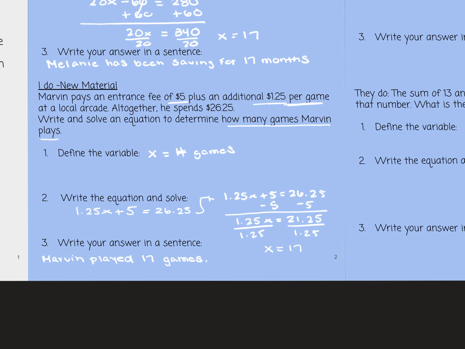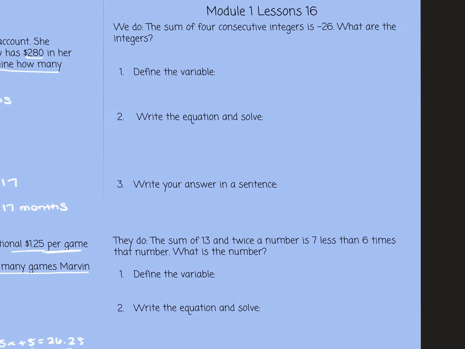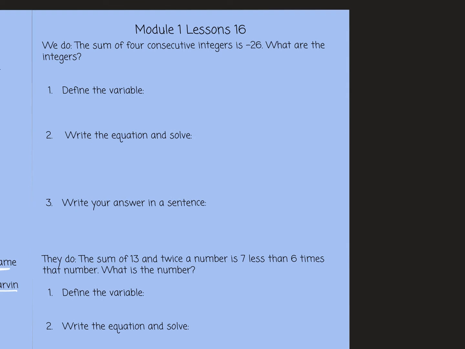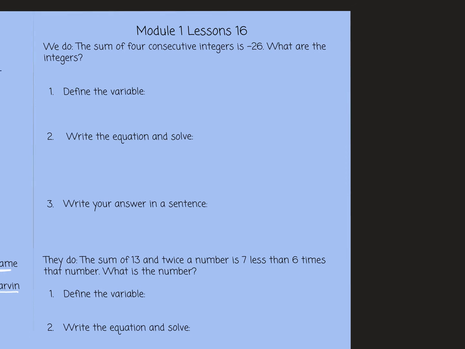All right. Now let's take a look at the next example. So this is one we've seen multiple times with consecutive numbers. So the sum of 4 consecutive integers is negative 26. What are the integers? All right. So what are we going to let x equal? We're going to let x represent our integers.